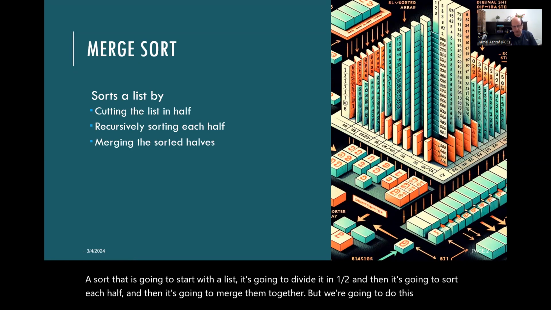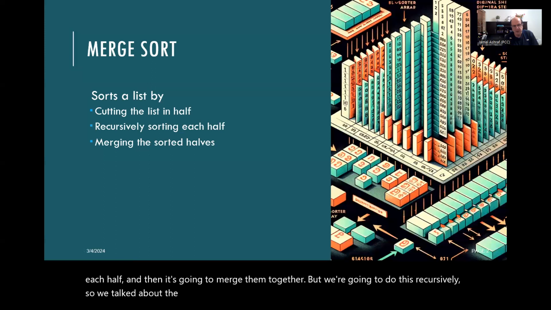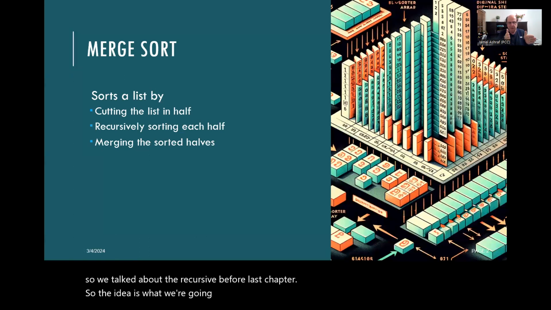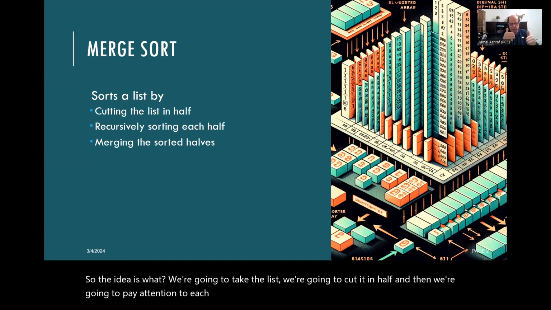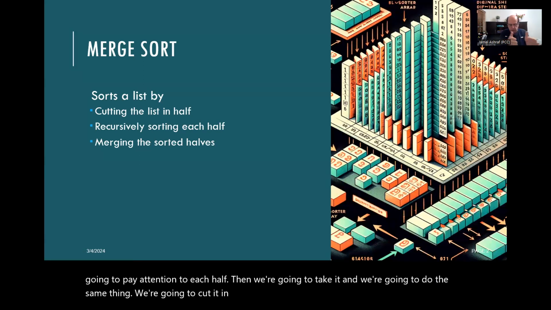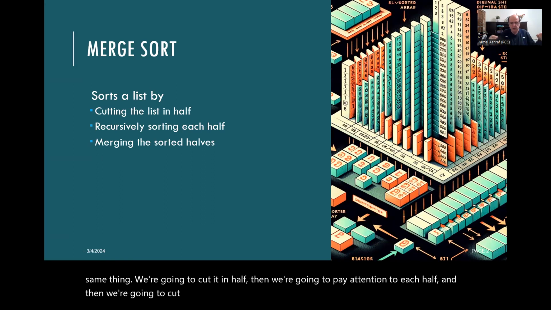So we talked about the recursive before last chapter. So the idea is what? We're going to take the list, we're going to cut it in half, and then we're going to pay attention to each half. Then we're going to do the same thing. We're going to cut it in half, then pay attention to each half. And then we're going to merge them together.